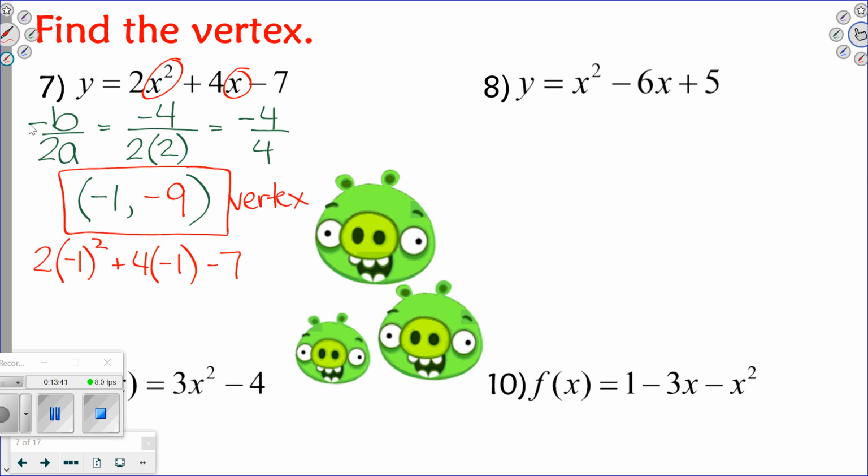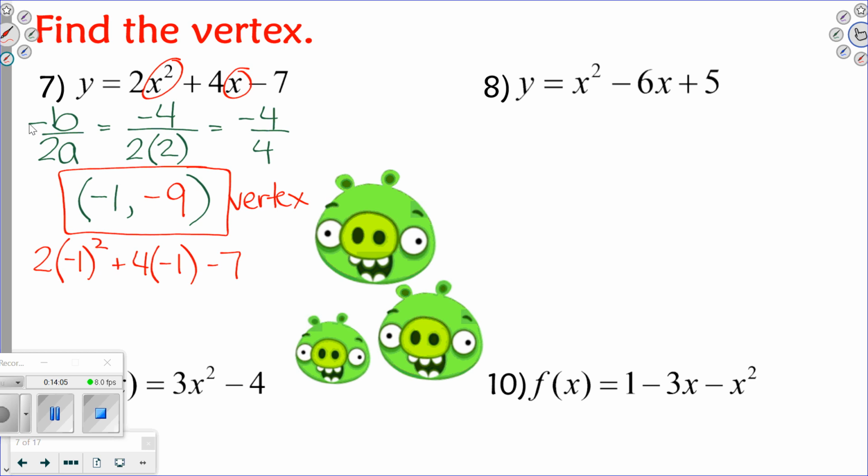That's that changing point. Now, if I would graph that, which we'll do in a minute, what should it look like? Does it open up? Does it open down? Number 7? Would it open up or open down? It would open up because your a value is positive, right? So that vertex, -1, -9, will be the lowest point on my graph. And then from there, it would just open up.